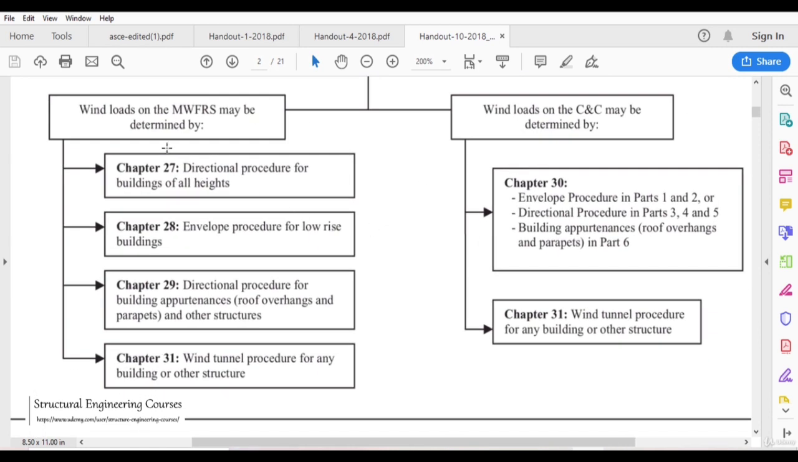Now coming back to the chapter numbers. From chapter 27 to 31, it guides us about the wind load on the MWFRS. Chapter 27 deals with the directional procedure, chapter 28 deals with the envelope procedure. I am repeating again: directional procedure means the wind loading is different on all four sides. It gives us a different pressure coefficient on each of the four sides.